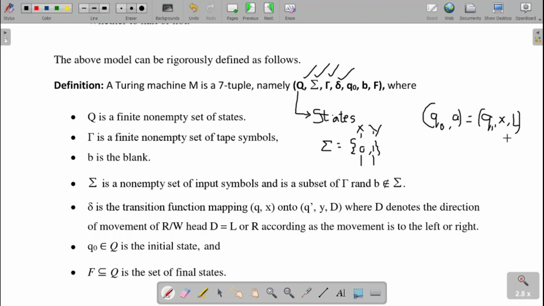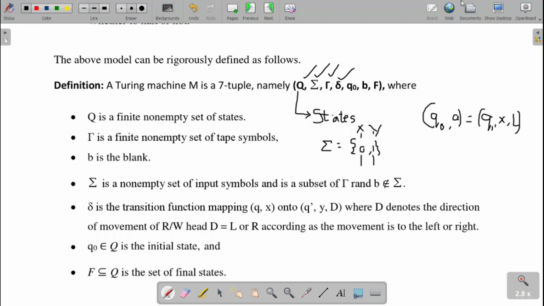In the architecture of the Turing machine, you have to draw the diagram which I explained in the previous slide, and you have to name these 7 tuples. What are the 7 tuples? The first one is Q, which symbolizes the states of the Turing machine. Sigma, input symbols. Tau, tape symbols. Delta, transition function. Q naught, start state. B, blank space. F, set of final states.